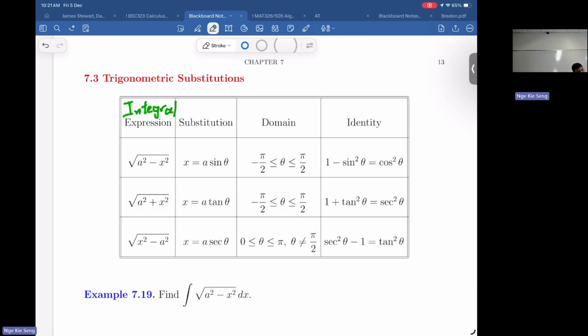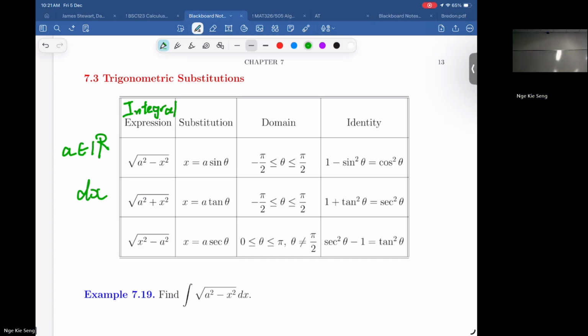You might think, is it a big deal swapping x squared and a squared? So what's the relation of a squared and x squared here? A here actually is a constant. Okay, a is fixed already. X is the variable. You want to integrate with respect to x, in the x direction. So that's why there's a difference here. Either you take constant minus the variable, or you take variable minus the constant.